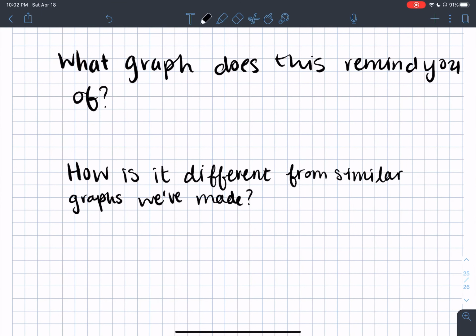Now that you've finished drawing your graph, look at these two questions. What graph does this remind you of? So what graph that we've looked at before in this class does it remind you of? And how is it different from similar graphs we've made? So that graph it reminds you of, how is it a little bit different?